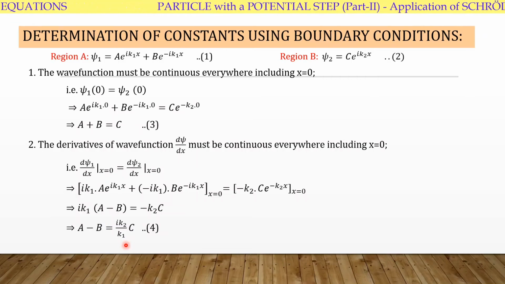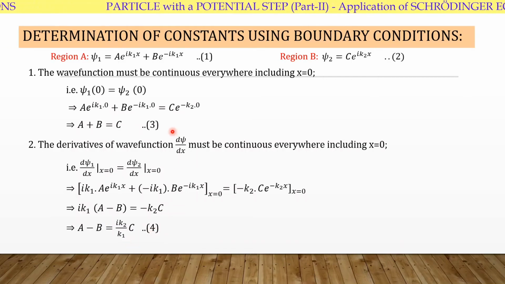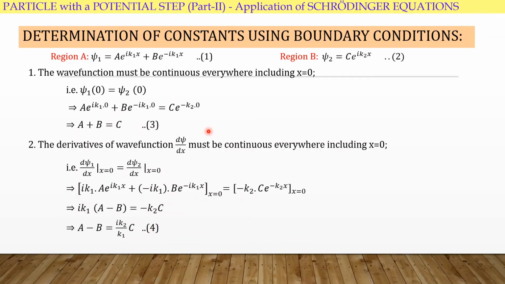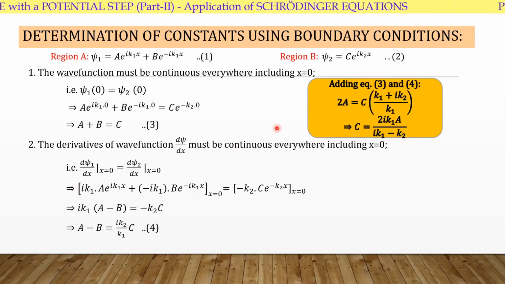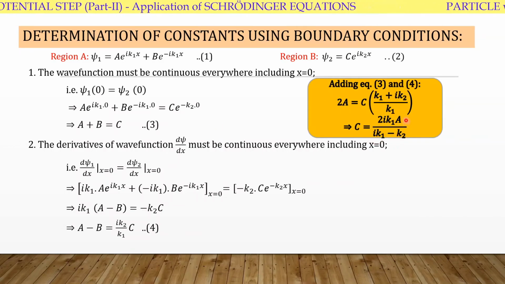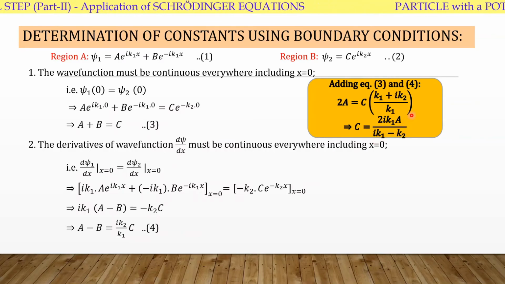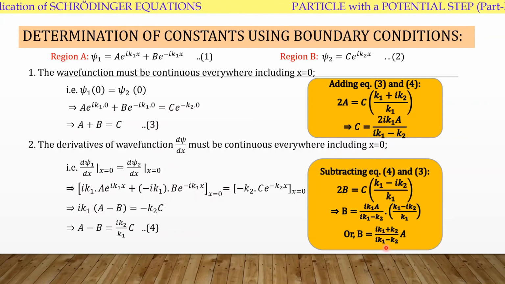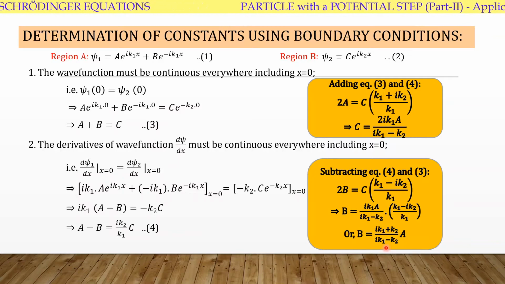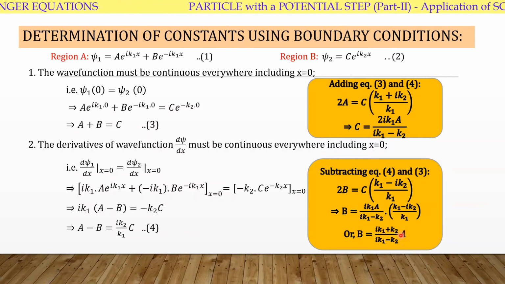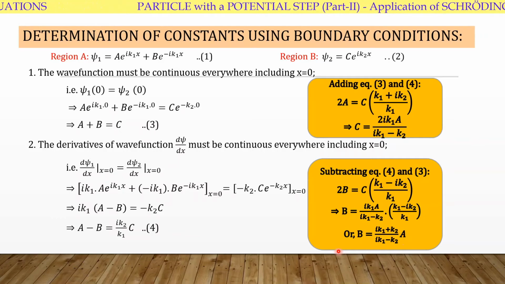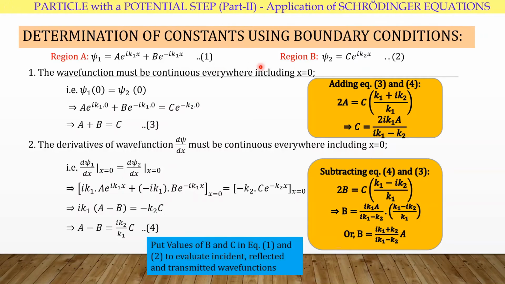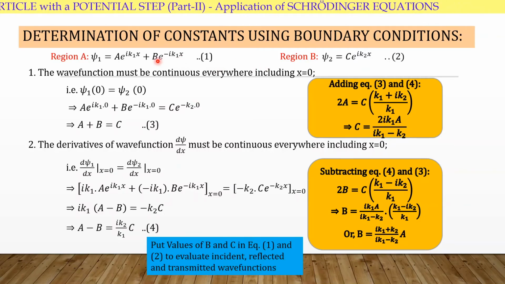Now using equations 3 and 4, I will try to calculate the values of a, b and c. So you see, if I add equations 3 and 4, I can get the value of c, but in terms of a. And if I subtract equation 4 from 3, I can get the value of b. That too will come out in terms of a. So the next step is to put the values of b and c back into equations 1 and 2 in order to get the complete wave function in both the regions.